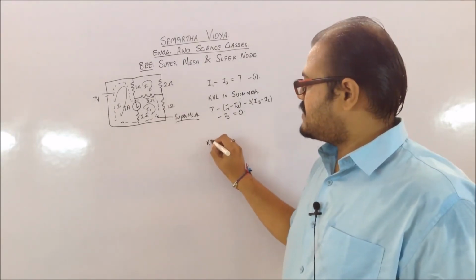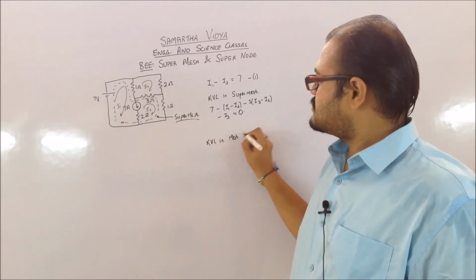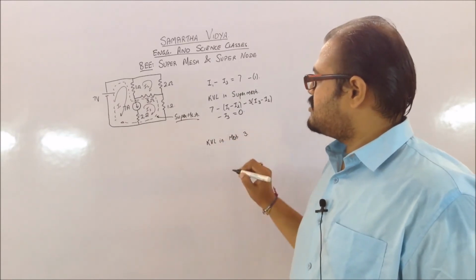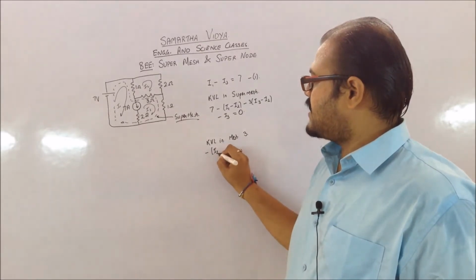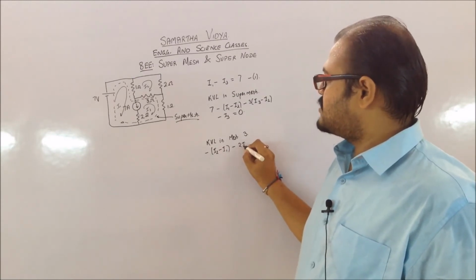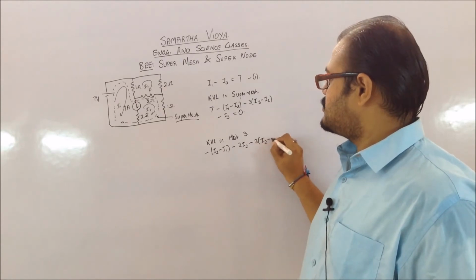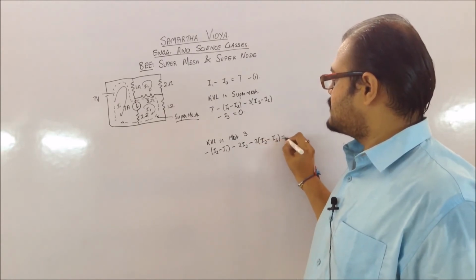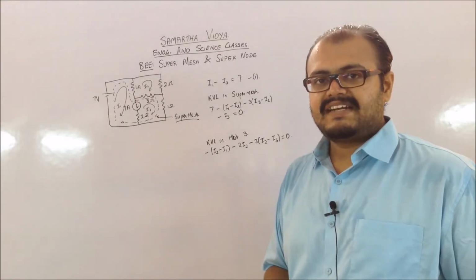Going for the KVL in mesh 2, you will be getting minus I2 minus I1, minus 2 I2 and minus 3 I2 minus I3. This thing is going to be equal to 0. So rearranging the terms, you will be getting the third equation.